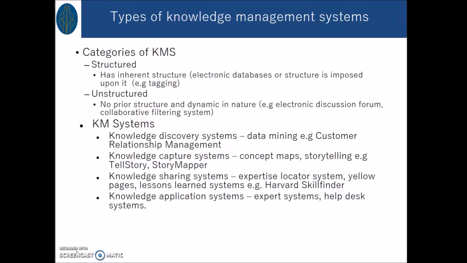So what are the categories of knowledge management system? There are basically two categories of knowledge management system. The first category is structured and the second category is unstructured. For structured, it has inherent structure. For example, like electronic database, or if you have a knowledge management system in which that knowledge is being structured. For example, if you put a tag to that piece of knowledge, it is regarded as a structured knowledge management system.